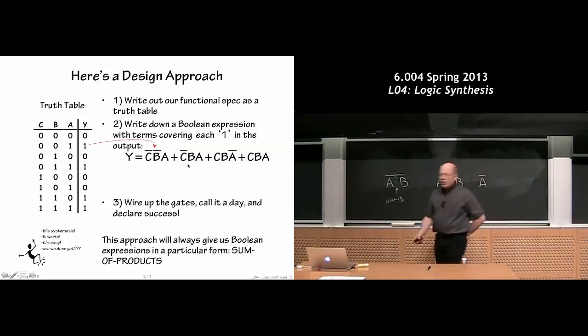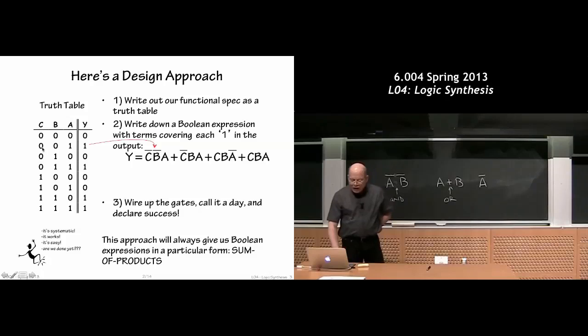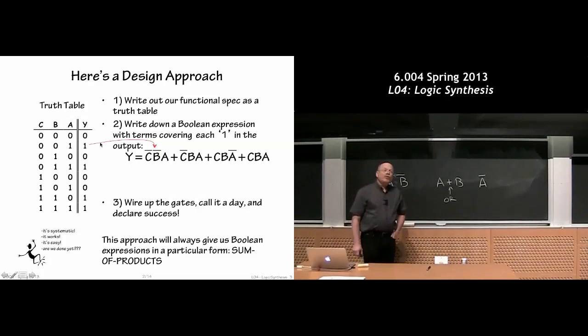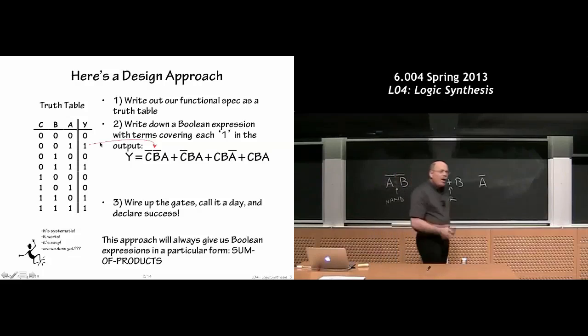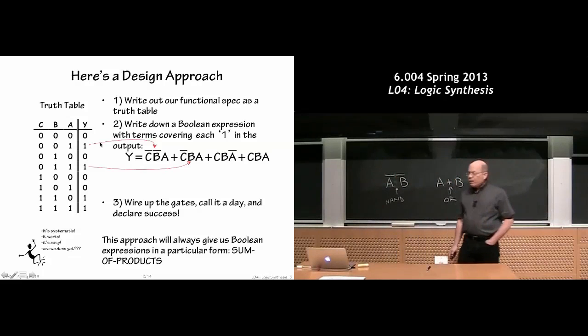There's a very straightforward translation: I just read across the rows, and every time I see a 0 on the input, I write not of that input. So I see a 0 here, so I would write not C, and not B, and A. So this product term describes one of the rows in the truth table where we want the output to be 1.